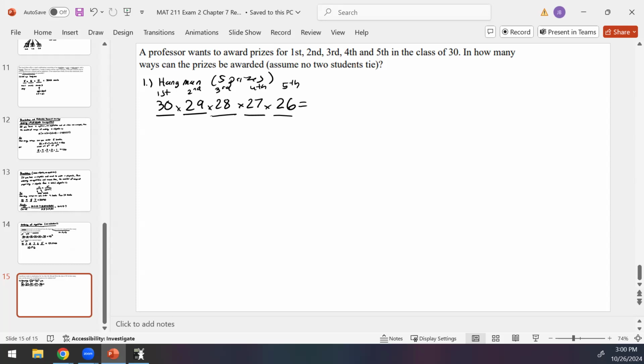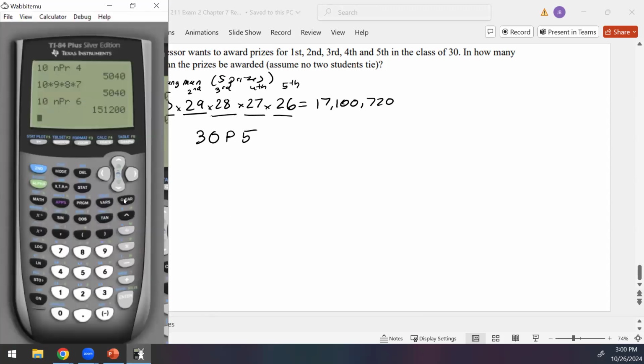And so if you do 30 times 29 times 28 times 27 times 26, you're going to get really big numbers, 17,100,720. But again, you have 30 students and you are ordering or permuting 5 of them, right? That's what you're doing. 30 students, ordering 5 of them. So 30, math, permute, 5, and I get the same number, right? So that's permutations.